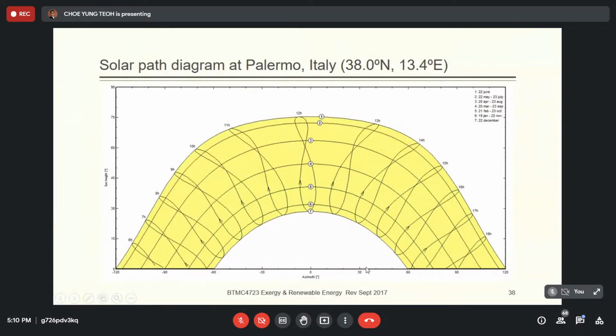Okay, so what is the day length? How do I know the day length? So day length should be the duration from sunrise to sunset. And I know that sunrise should be this one. Okay, and then sunset should be this one.